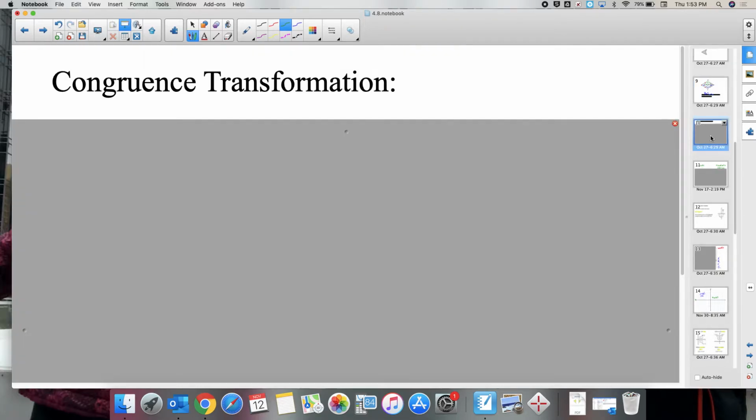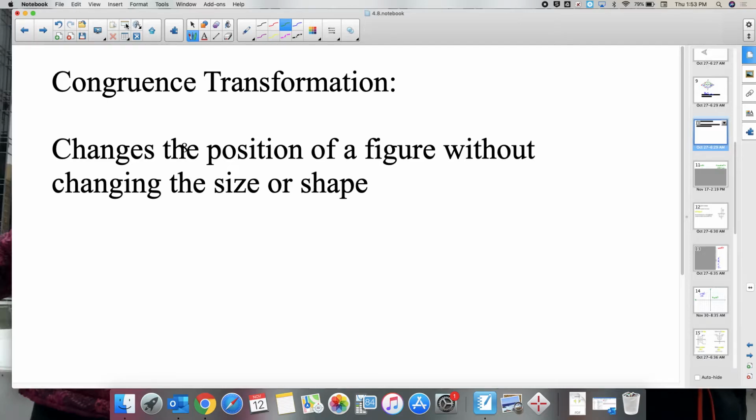Now, the three transformations we are talking about today are what are known as congruence transformations. We call them congruence transformations because we change the position of a figure without changing its size or its shape. So we're just changing where it is located. We're not changing what it looks like, or how big it is, I should say.